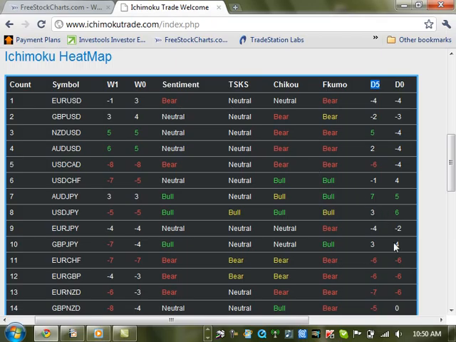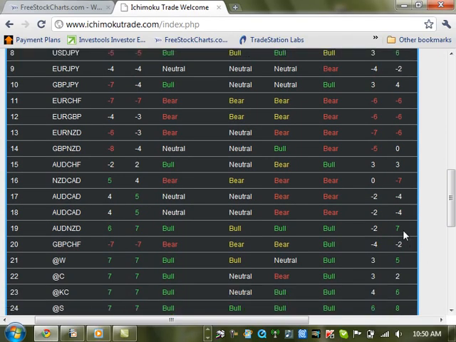Our example would be if you get something like a negative 7 or a positive 7. You'll notice this is a positive 7. There's a problem here, as you can tell from the yellow, which is the Tenkan and Kijun for Australia and New Zealand.